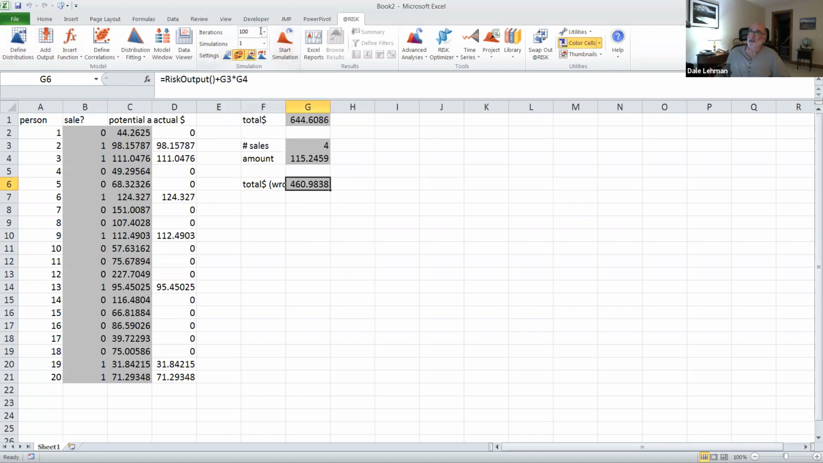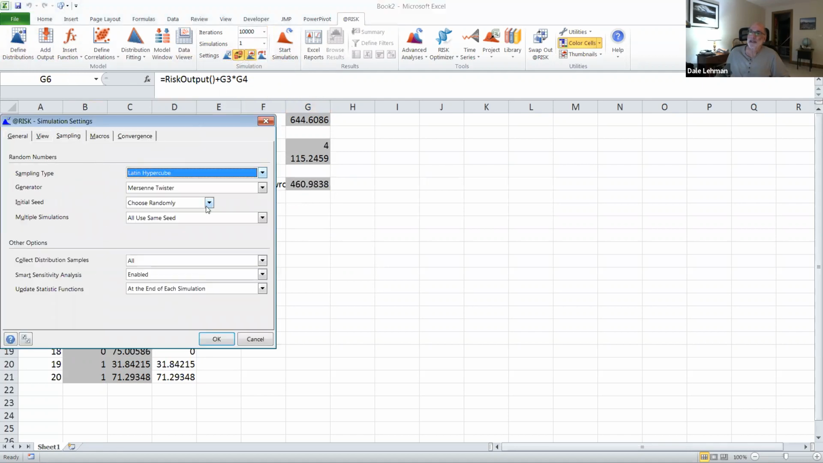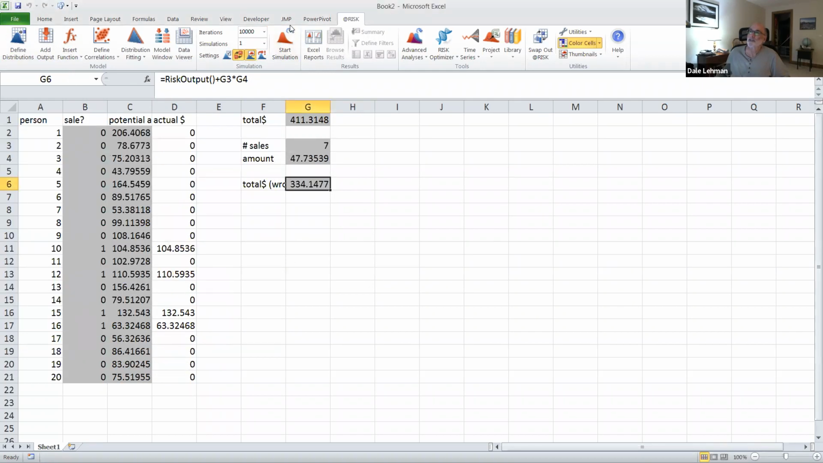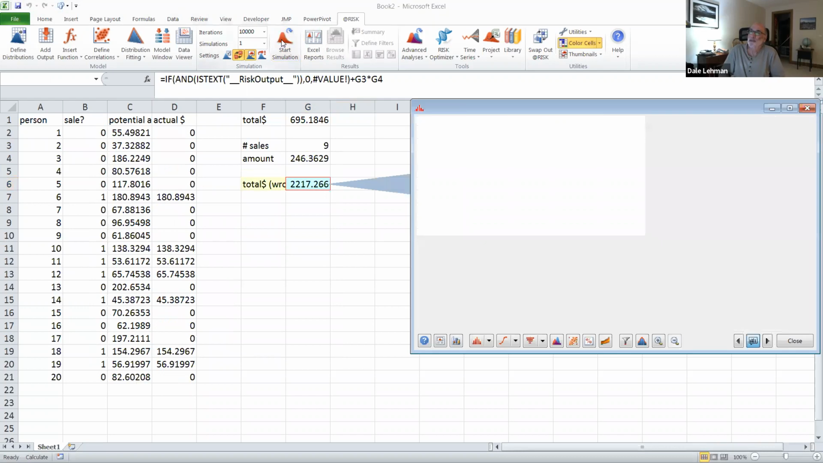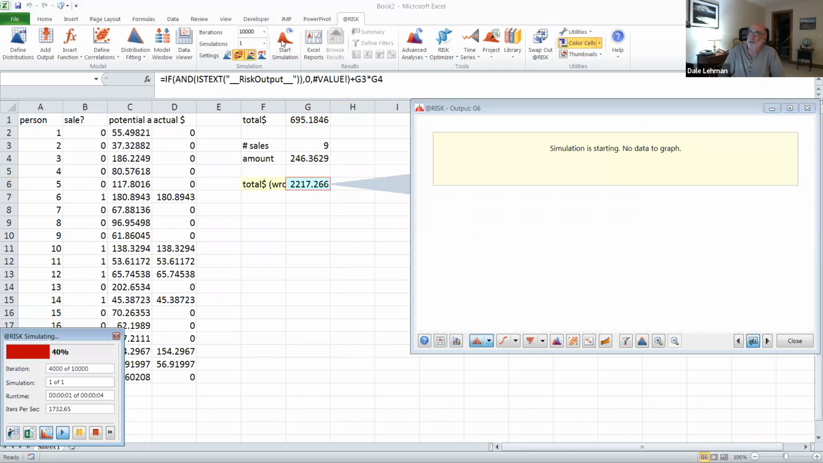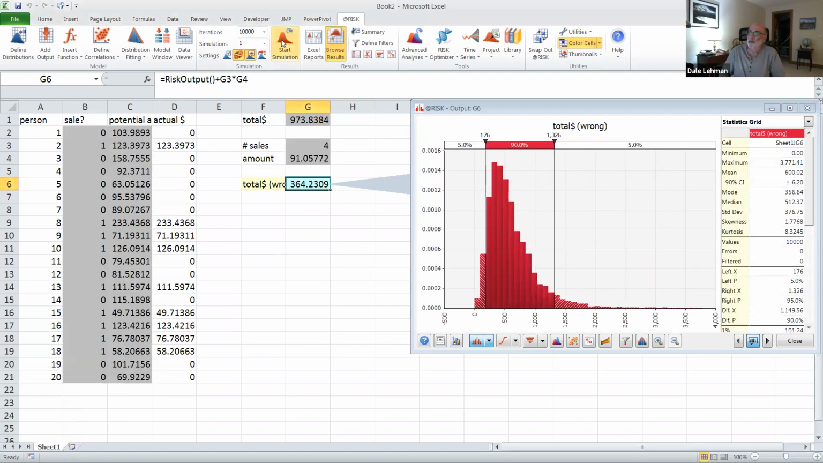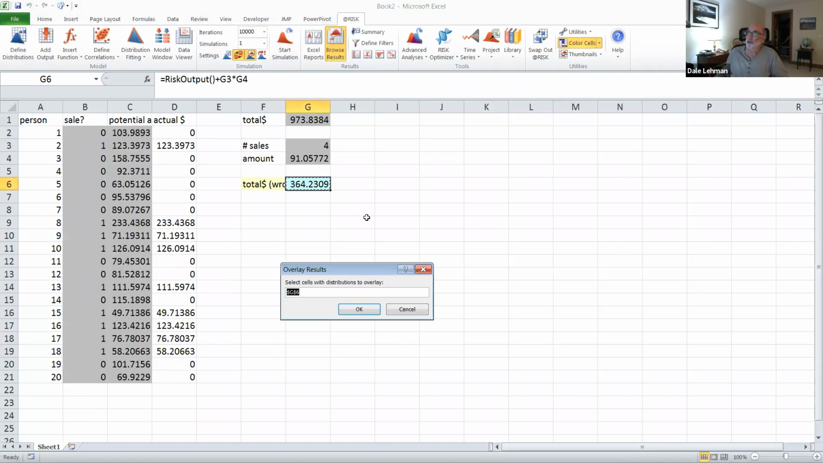Now what we want to do is run a lot of simulations, so let's make it 10,000 of them. Use the same random seed, run the simulation, and let's compare the results. Let's try to overlay what we know is correct in G1 with our shorthand version, which is in G6.